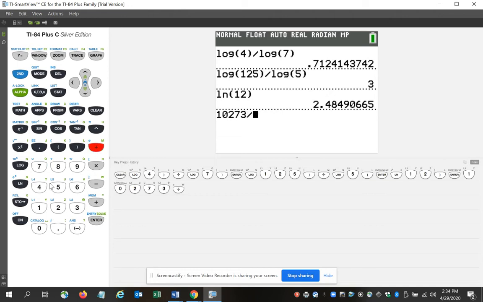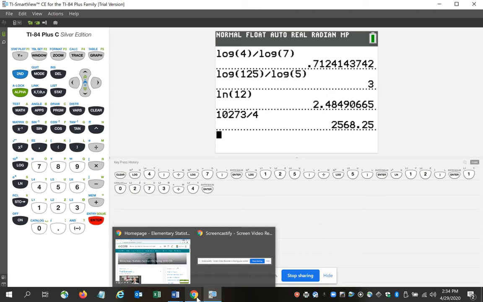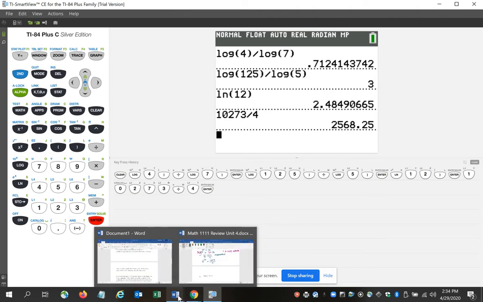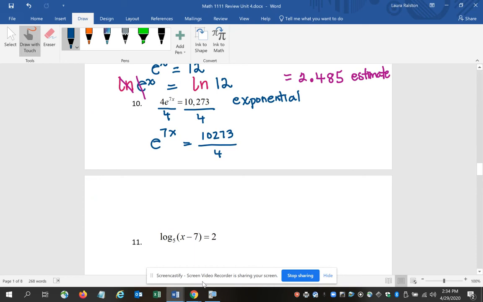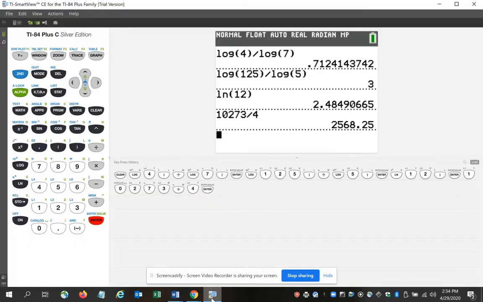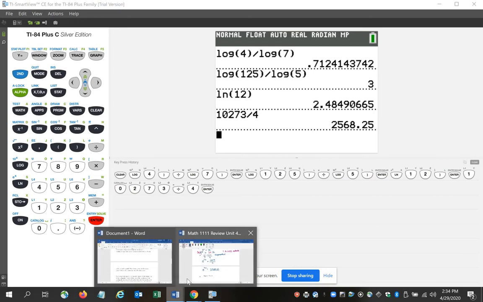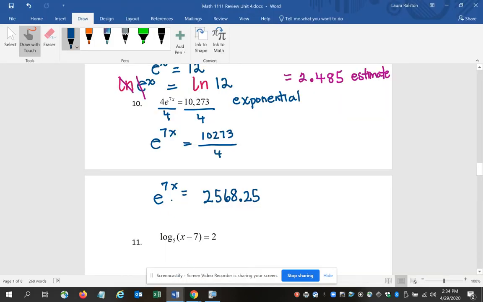10,273 divided by 4 is 2568.25. Since it's a terminating decimal, I could use that. So I have e to the 7x equals 2568.25. Make sure I got that right. Yep. Okay. Then I have base e.